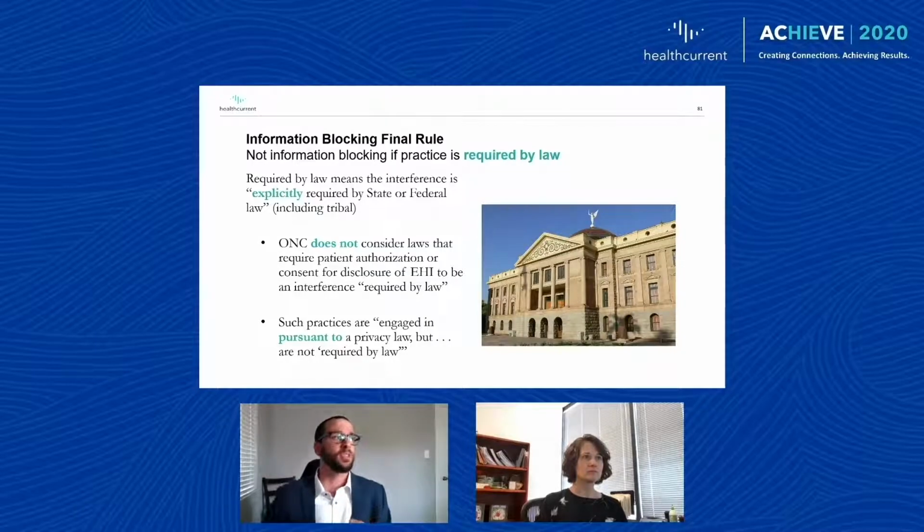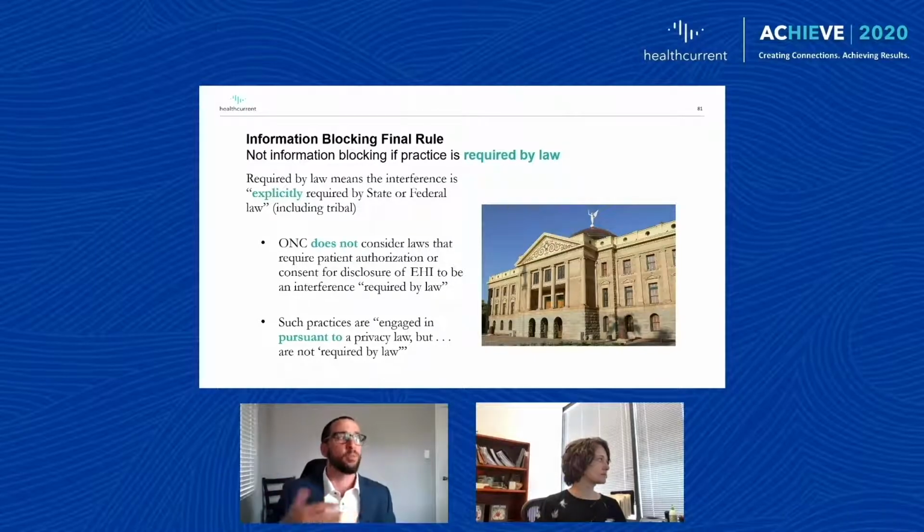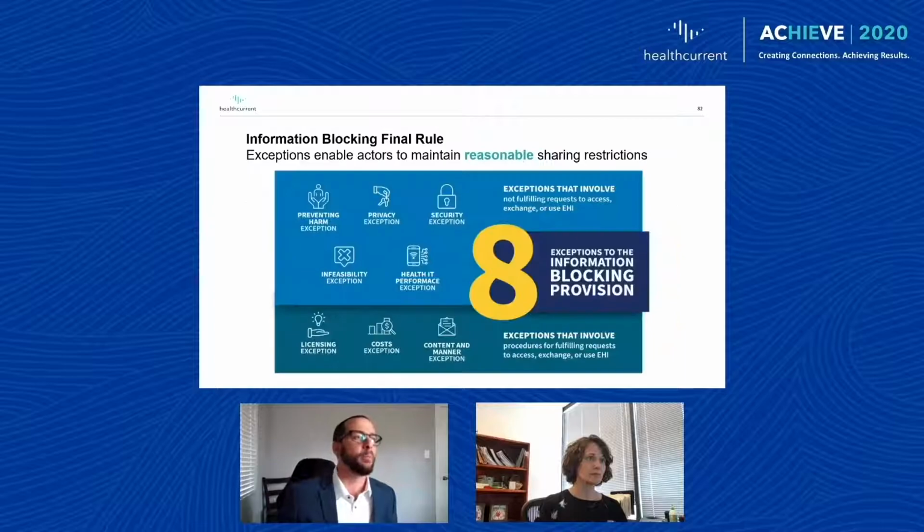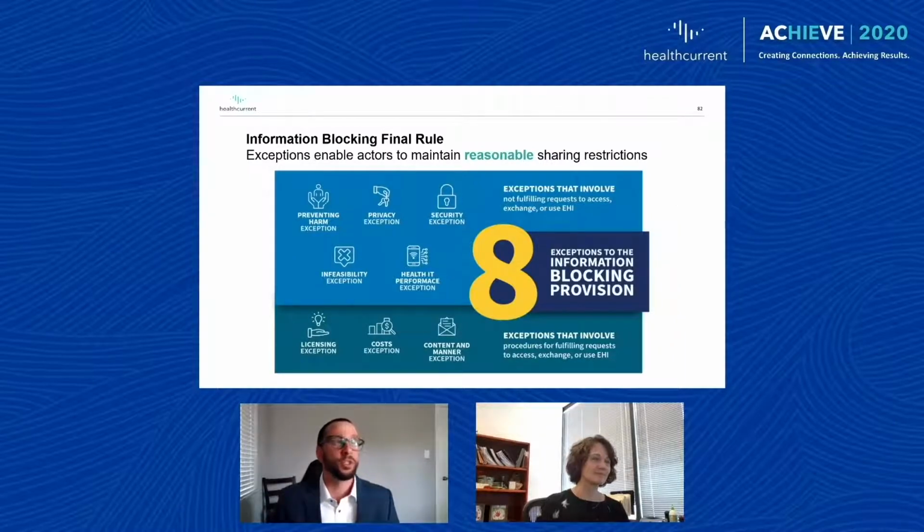It's just got procedural requirements, as we see in that second bullet point, such that the agency is engaged in a practice pursuant to a privacy law, but not required by law. So it's just something to note as we start to get more familiar with the rule, that required by law is really talking about something like a court order or some other thing that is restricting you as a matter of law to disclose that information, rather than your compliance with a consent provision, which would be compliance with the privacy exception. So let's use that as a jumping point broadly into the exceptions, right?